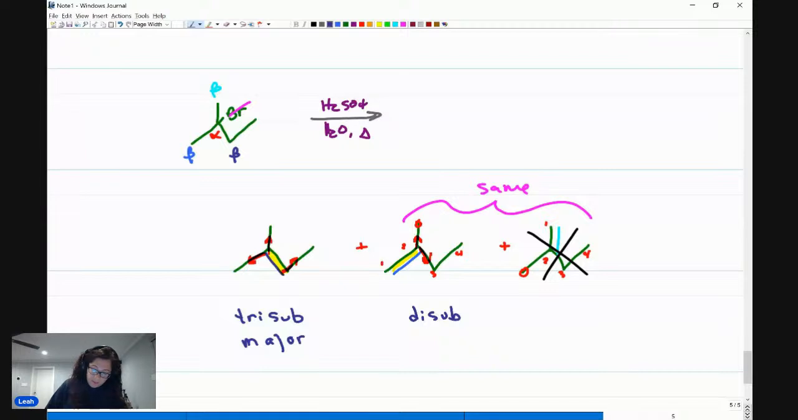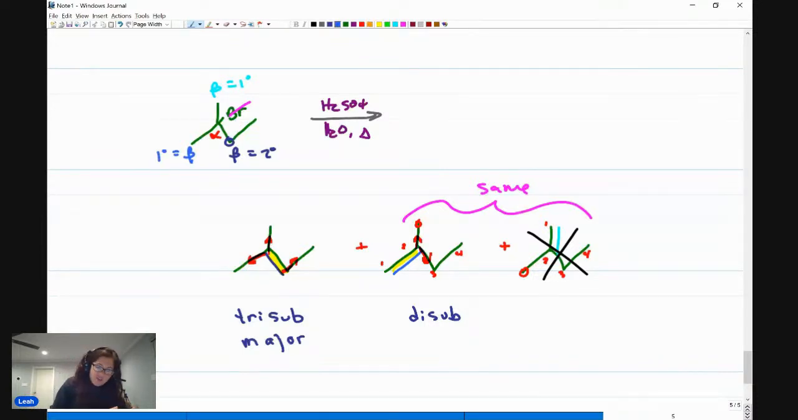Here's the trick. How can I know without drawing them that this is going to be the more substituted product? Simple. Take a look at your beta carbon. The more substituted your beta carbon, therefore the more substituted your beta hydrogen, the more substituted your product. So this beta carbon here is secondary. This beta carbon here is primary, and this is the same exact thing as primary.